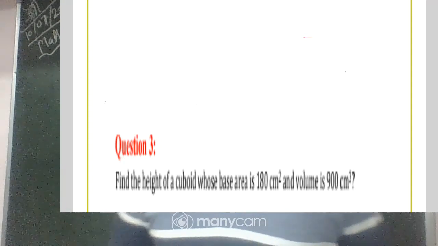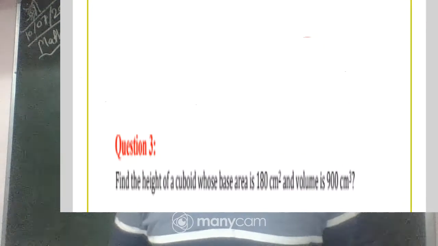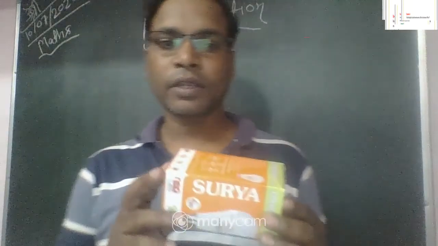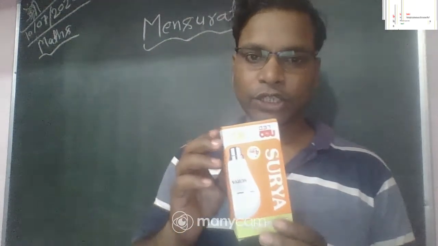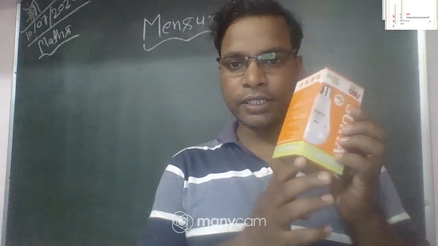Find the height of a cuboid whose base area is 180 centimeter square and volume is 900 centimeter cube. So student, I hope all of you see the cuboid. What is a cuboid? Let's see one example of a cuboid. You can see this is the shape of a cuboid. In this cuboid, this is the height, this is the length, and this is the breadth.